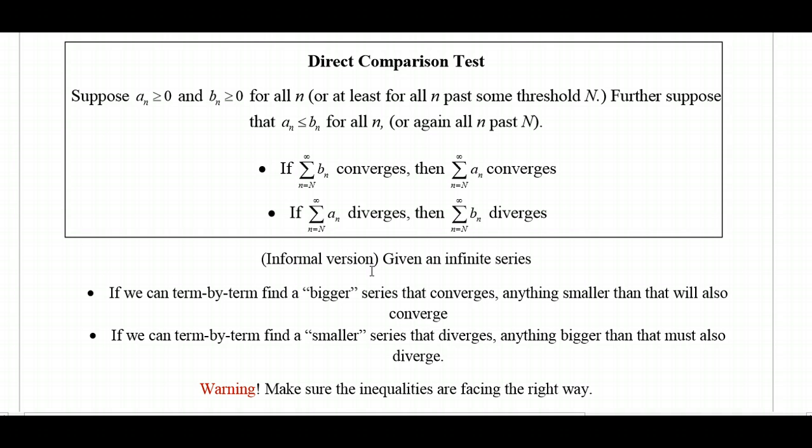So here's the informal version. Given an infinite series, if we can term by term find a bigger series that converges, anything smaller than that will also converge. And if term by term we can find a smaller series that diverges, then anything bigger than that must also diverge. So the warning here is that we want to make sure that inequalities are facing the right way.